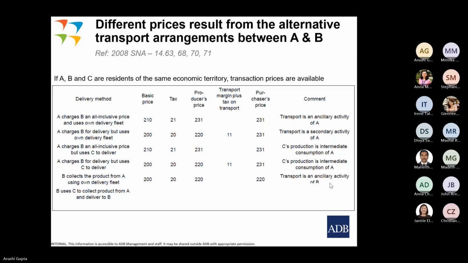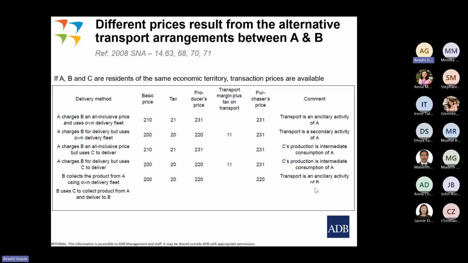However, in the fifth case, the situation is slightly different, wherein we consider the case where B is responsible for collecting the products from A, but B uses their own delivery truck. So in this case, the amount that B will pay to A will include the cost of goods and the tax on goods, which amounts to 220, which is also the producer's price in this case.